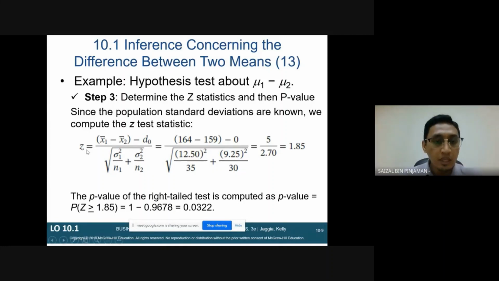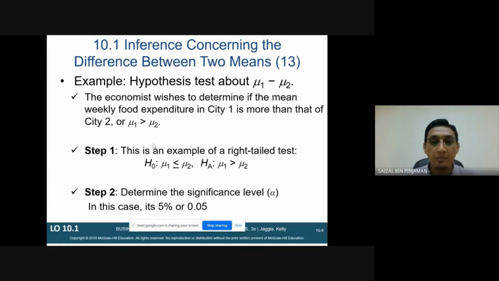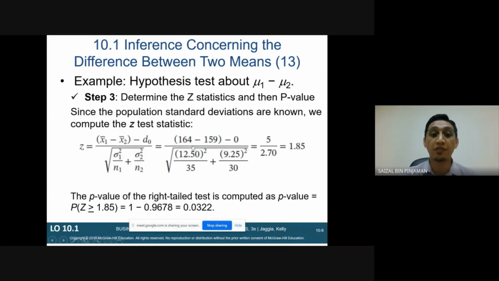So z is equal to x bar 1 minus x bar 2 minus the hypothesized difference. Our hypothesized difference is equal to 0, because here we state that city 1 is more than city 2. So city 1 minus city 2 is larger than 0. So that 0 is our hypothesized difference. That is how we know our hypothesized difference, by referring to the keywords as well.